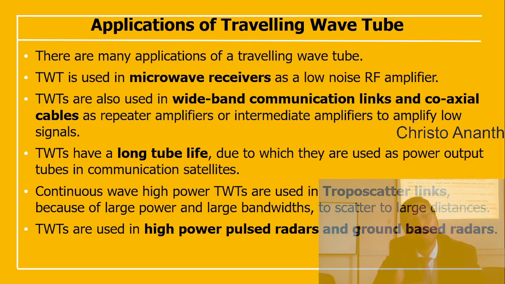Continuous wave high power TWTs are also used in troposcatter links because of the large power and, of course, larger bandwidths in order to scatter to larger distances. And you can also use the traveling wave tube in high power pulsed radar and ground based radars as well.